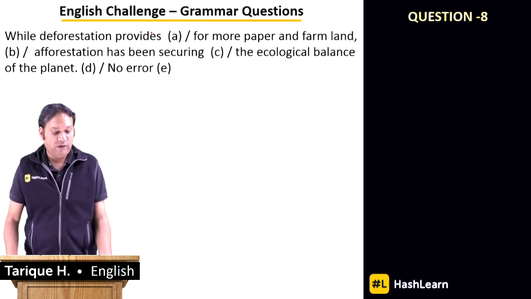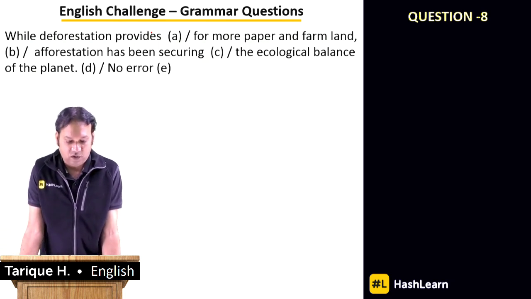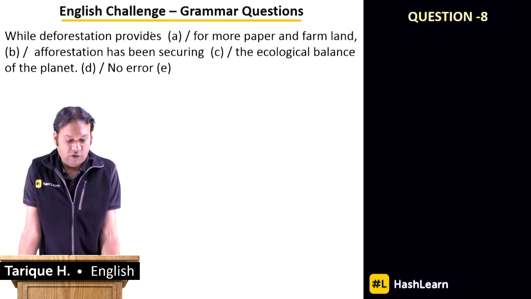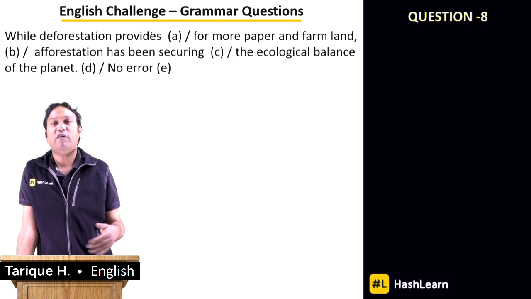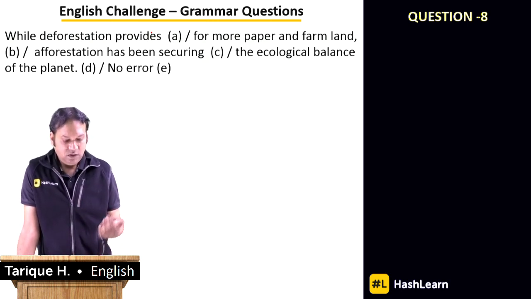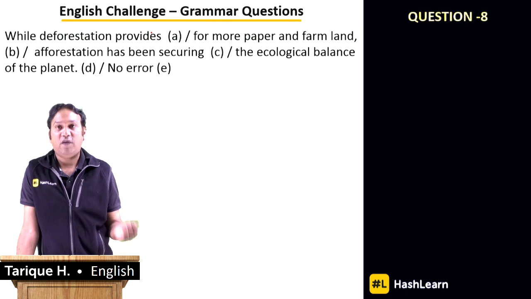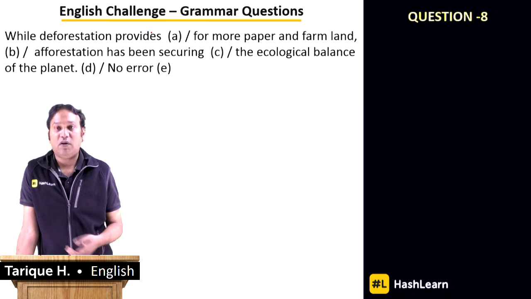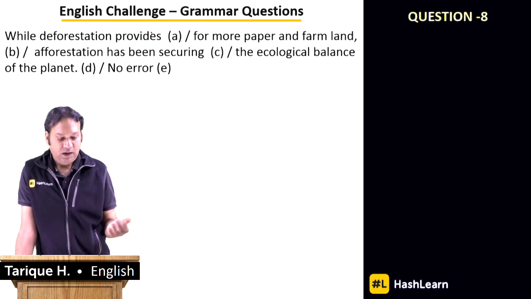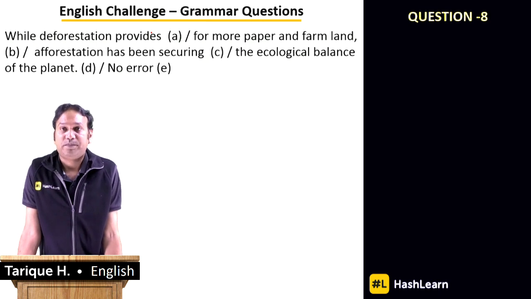Look at the question here. While deforestation provides for paper and farmland, afforestation has been securing the ecological balance of the planet. So afforestation is the opposite of deforestation. Deforestation means cutting down trees, and afforestation means planting trees. So while deforestation provides for more paper and farmland, afforestation has been securing the ecological balance of the planet. A sentence is split into 4 parts, A, B, C, D. If all the 4 parts are correct, then your answer will become E, which is no error.